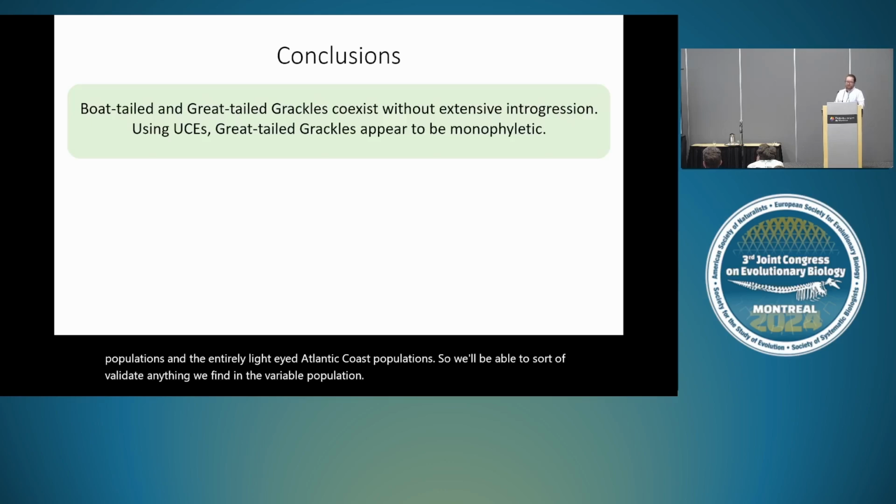So just to summarize, boat-tailed and gray-tailed grackles appear to be coexisting without extensive integration, despite their phenotypic similarity. And tentatively using UCEs, gray-tailed grackles appear to be monophyletic, which may conflict with the mitochondrial data, so there may be something interesting going on there.